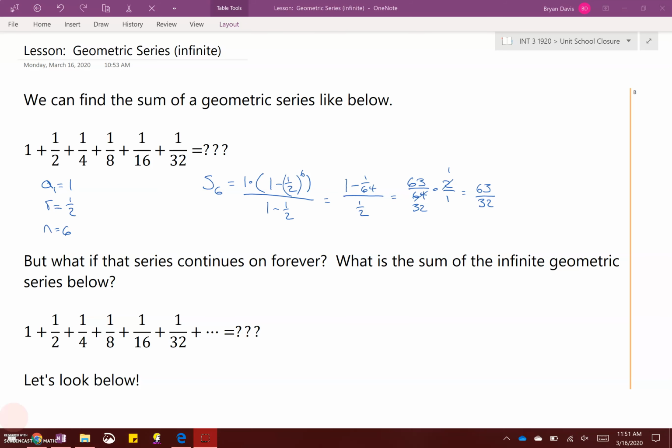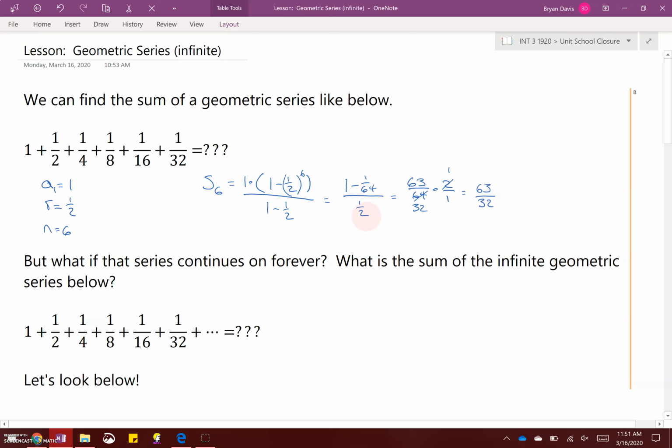All right, we have looked at finding the sum of a geometric series like this one below. Notice the first term is 1. Notice the common ratio, r, is 1/2. And notice there are 1, 2, 3, 4, 5, 6 terms, so n is equal to 6. I can find the sum of the first 6 terms by substituting into our finite geometric series formula. A sub 1 goes right here. It's 1 minus r to the n all over 1 minus r.